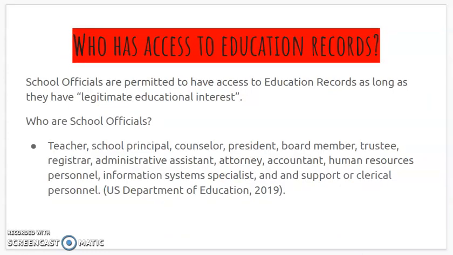So who has access to the education records? If you are deemed a school official, you are permitted to have access to education records as long as you have legitimate educational interest in those education records. So who are these school officials? Here's a list, but it's not limited to the following people: teachers, principals, counselors, president, board members, trustees, registrars, administrative assistants, attorney, accountant, human resources personnel, information systems specialists, and support or clerical personnel. Again, it's not limited to these people, but these are just a few of the school officials that do have access to those records.